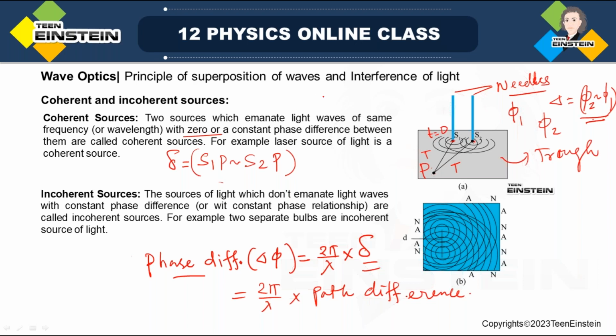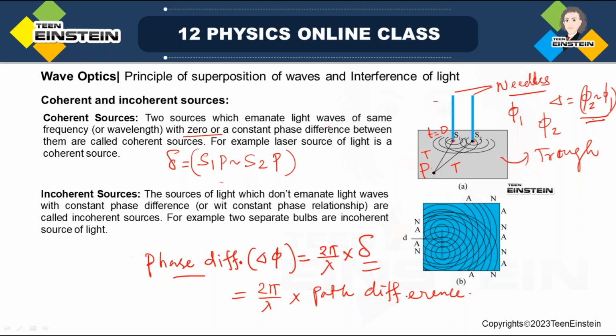If the phase for wave 1 changes to phi 1 plus some x, the other one should also change to phi 2 plus x only, so that the change is the same and ultimately the phase difference stays constant. So the phase difference can be either zero or constant all over time or all over space, as the wave travels.